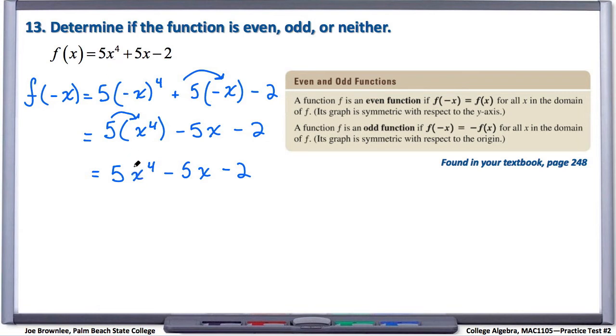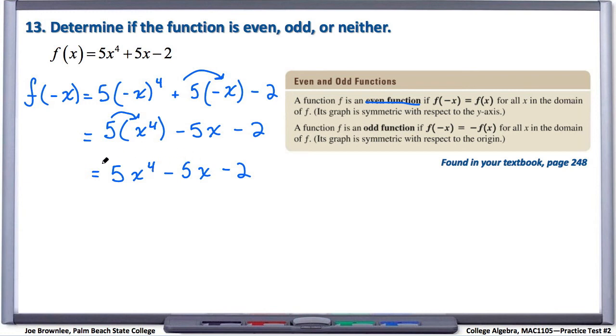All right, so let's see. Is this resulting equation the exact same that we started with? Well, 5x to the fourth, 5x to the fourth, positive 5x plus 5x, but we have a negative 5x here. So we can say right now, because of this one sign change, that this is not an even function. In order to be even, remember, the resulting equation has to be identical to what you started with. All right, how about odd function?